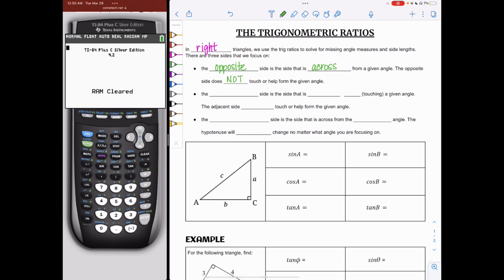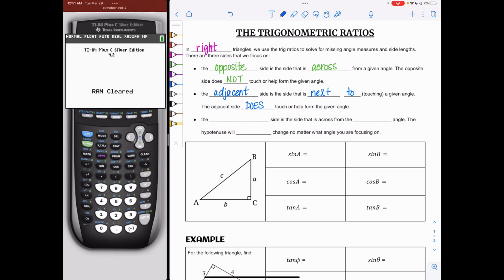All right. The next side that we are going to focus on is the adjacent side. The word adjacent means to be right beside. So the adjacent side means beside. It is the side that is next to or touching a given angle. And you have to understand that the adjacent side does help form the angle that is given.